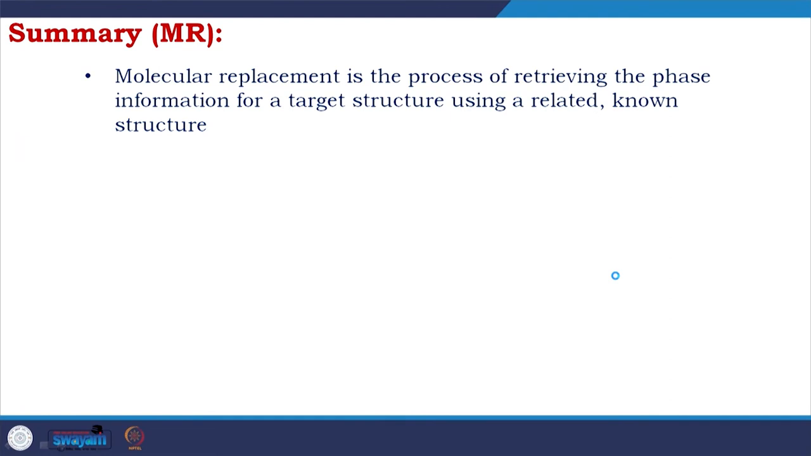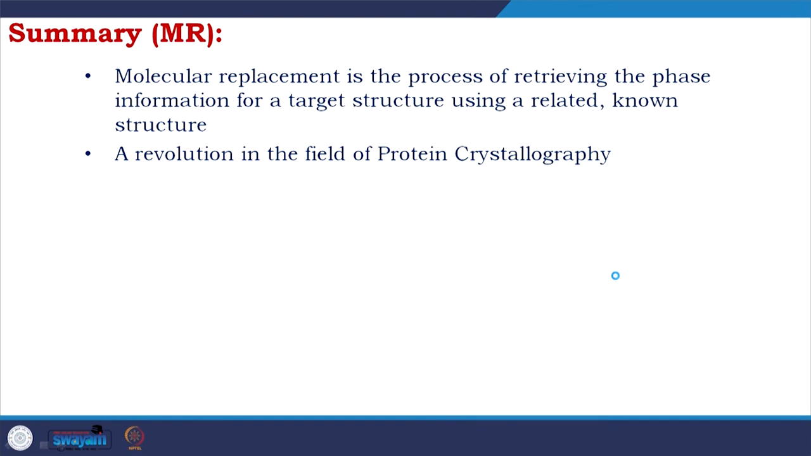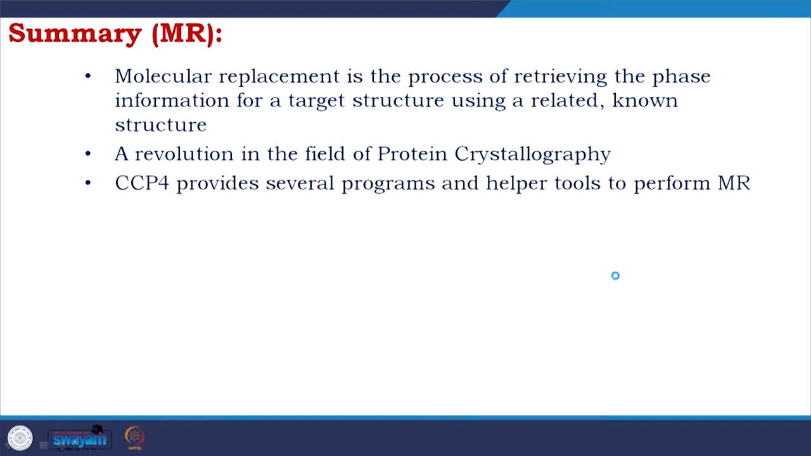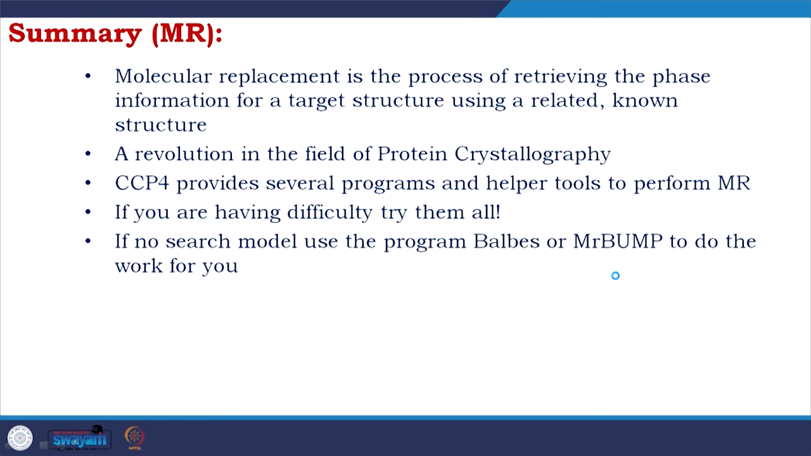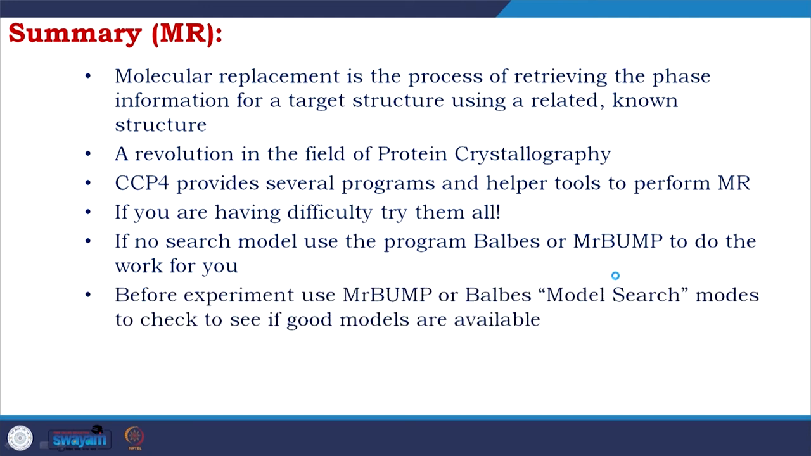So, in summary, molecular replacement is the process of retrieving the phase information for a target structure using a related known structure. It is a revolution in the field of protein crystallography. CCP4 provides several programs and helper tools to perform molecular replacement. If you are having difficulty, you should try them all. If no such model, use the program Bulbs or Mr. Bump to do the work for you. Before experiment, you could also use Mr. Bump or Bulbs model search modes to check to see if good models are available or not.